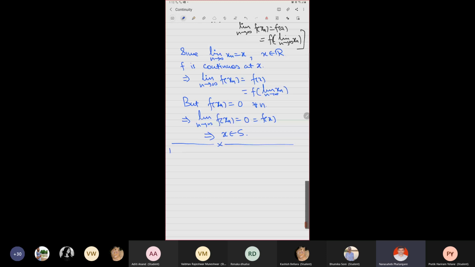Now there is one more interesting problem. Suppose f from R to R is a continuous function.